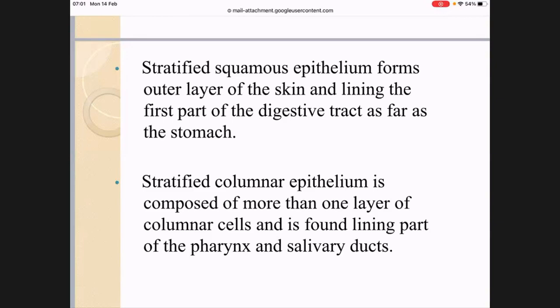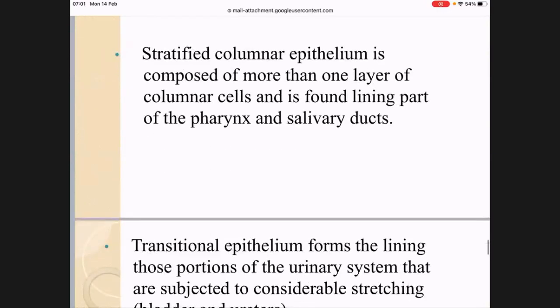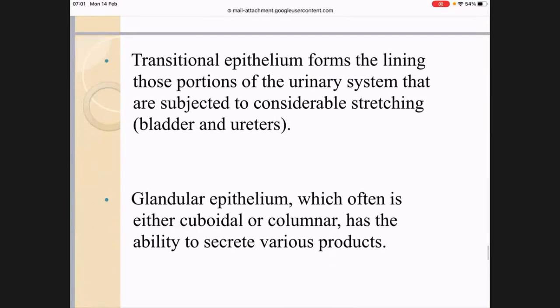and it's found lining part of the pharynx and salivary ducts. Transitional epithelium forms the lining of those portions of the urinary system that are subjected to considerable stretching. So when stretching is needed, it has this transitional epithelium. One time it seems like squamous or cuboidal when relaxed. Once it's stretched, it's like columnar.